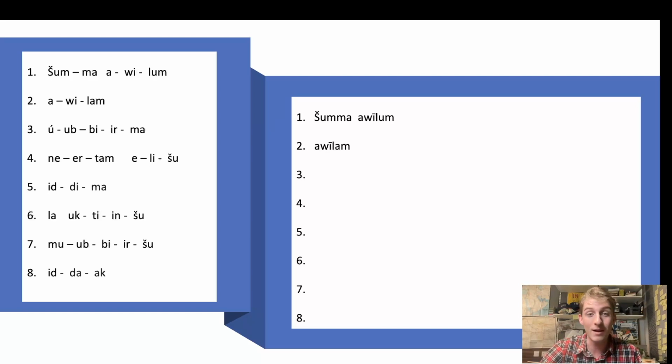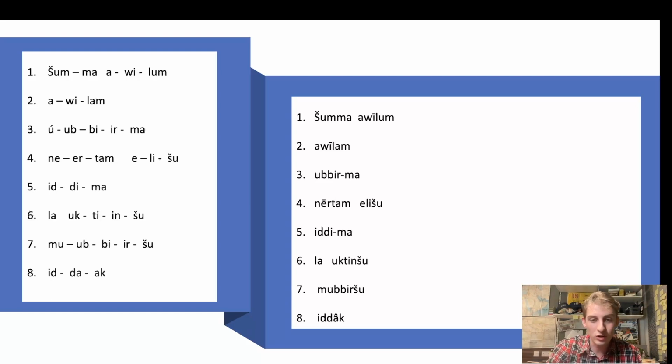Next we have awilam, ubir ma. As you can see, this participle ma is going to remain separated from ubir to show that it's not the same word, but it is connected. Then we have nirtam, ilishu. On line 5, we have idima, and same thing's happening with ma here. Then on line 6, we have la, uktinshu. Line 7, we have mubirshu, and to end, we have idak. And as you can see, this circumflex here is showing us that there's some contraction going on.